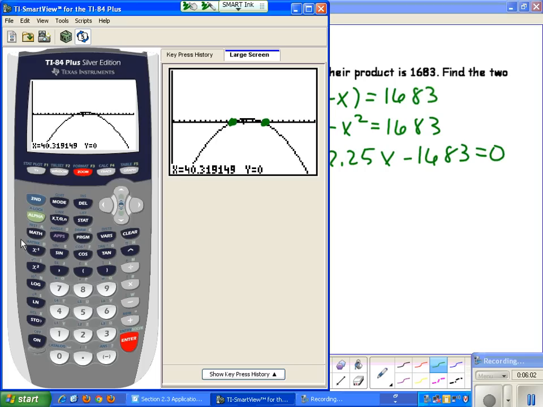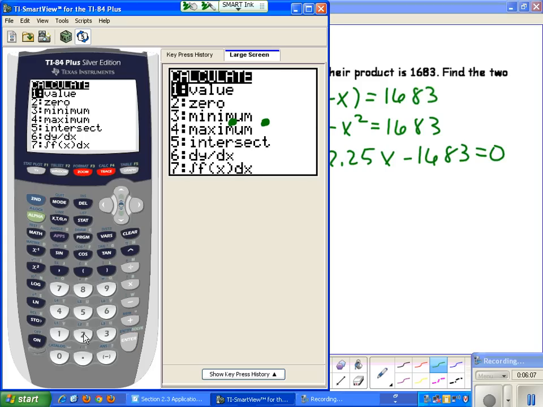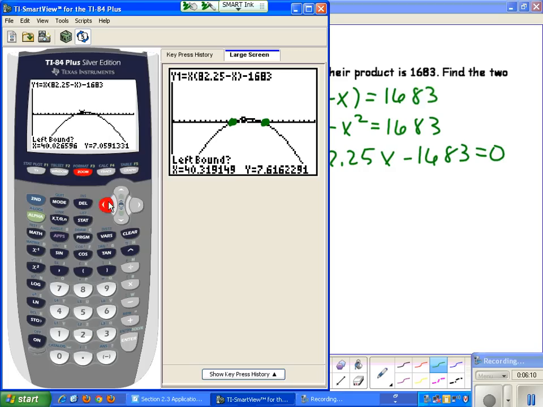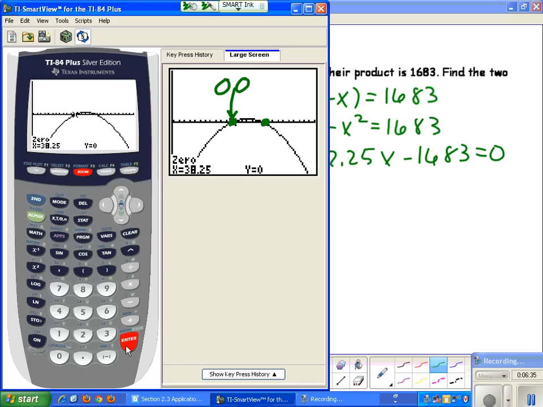Remember, to do that, we go to second, trace, and number 2 is our zero function. Left bound means something to the left of that point on my graph, which would be somewhere in this area down here. Enter. Right bound would be somewhere on the other side. It doesn't have to be exactly where I put it. Enter, and then enter. Notice these two arrows right here; your point should be in between them so that your graphing calculator can calculate it. When it says guess, you can just hit enter, and it will write the equation for you.